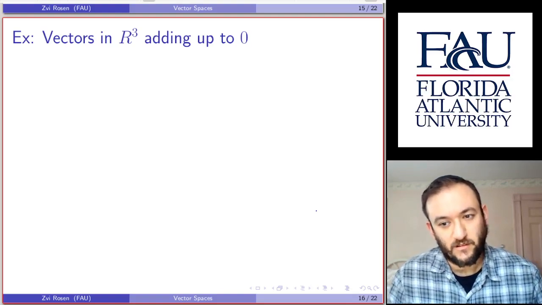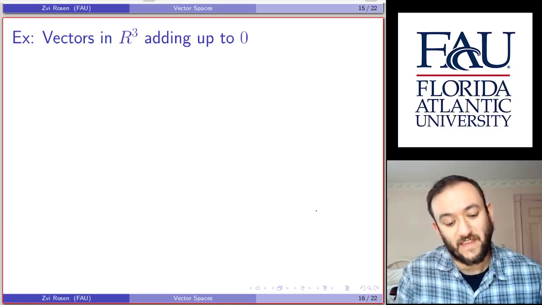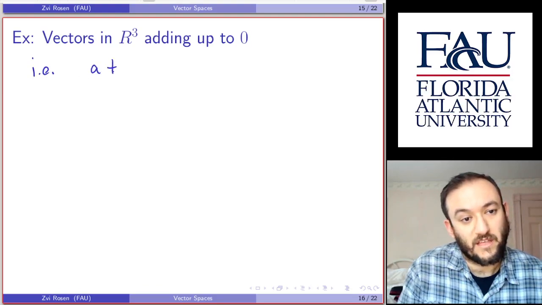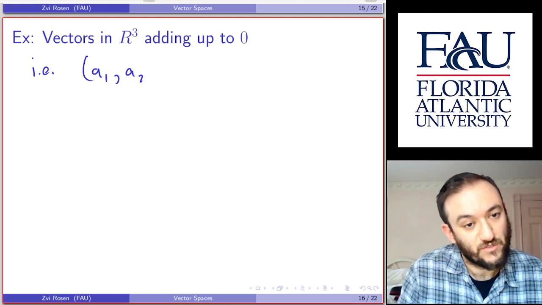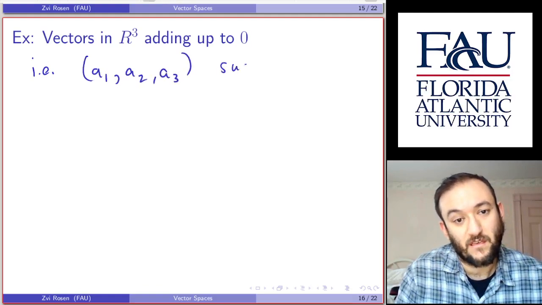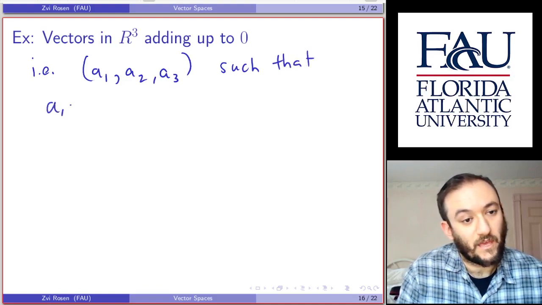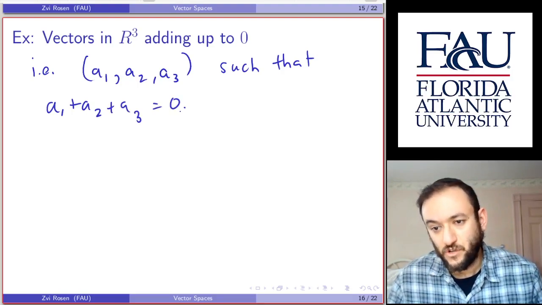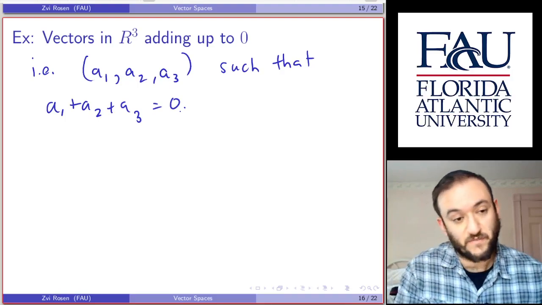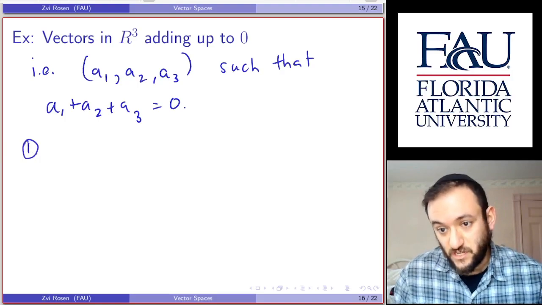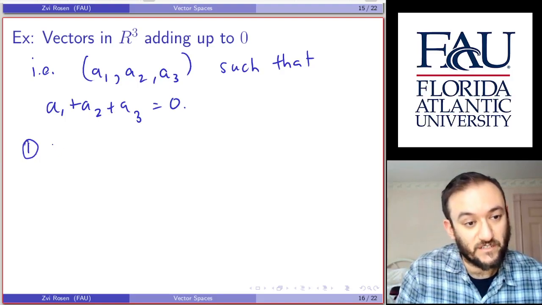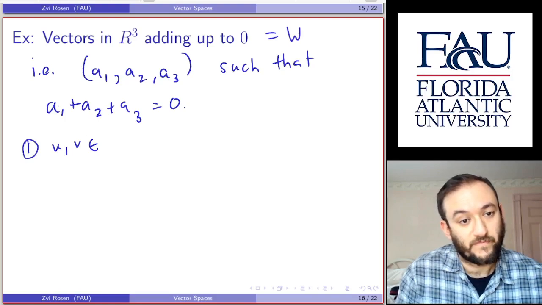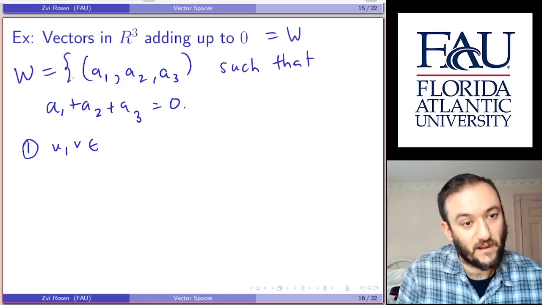Okay, now let's get a little bit more detailed. So we want to have vectors in R3 that add up to 0. So in particular, we're looking for vectors of the form A1, A2, A3, such that A1 plus A2 plus A3 equals 0. Well, how could I show that this is a subspace, or not a subspace for that matter? Again, you just need closure under addition and closure under scalar multiplication. So take two vectors, u and v in, so we're going to call this W.